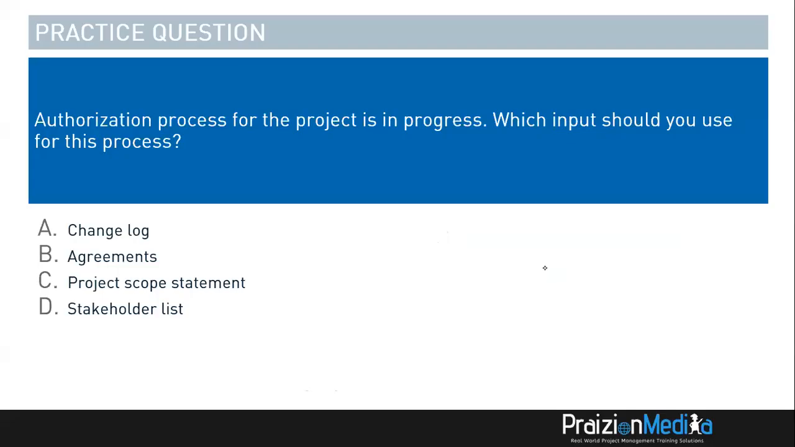Let's take a look at our next one. Authorization process for the project is in progress. Which input should you use for this process? This is an easy one. 10 seconds left. 5, 4, 3, 2, and 1. Boom, you already see the answer is agreements. Agreement is an input to develop project charter.